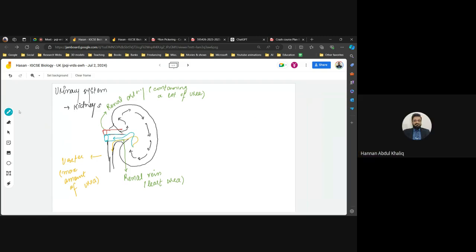The problem is how the kidney does it. How the kidney makes it possible. What is working inside the kidney? What is the most important part? Now, what do we do? We section the kidney. And what section do we take? We take a longitudinal section. What is a longitudinal section?